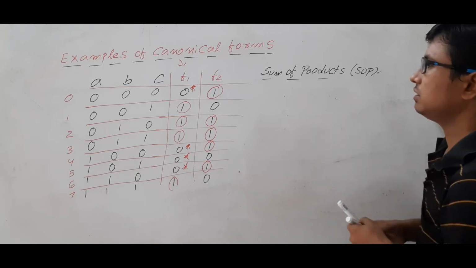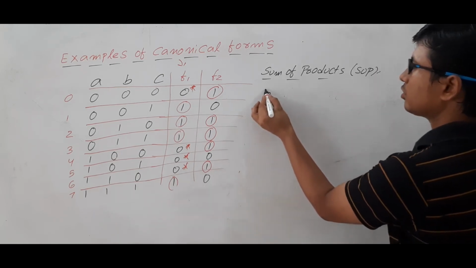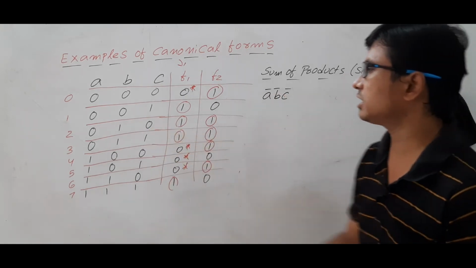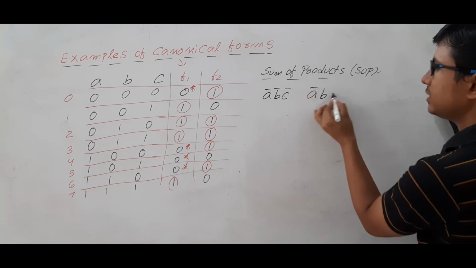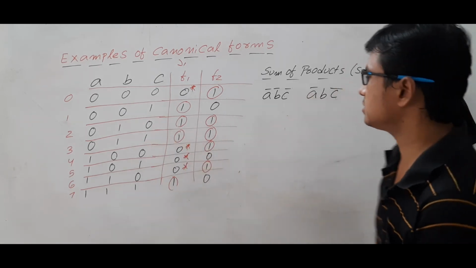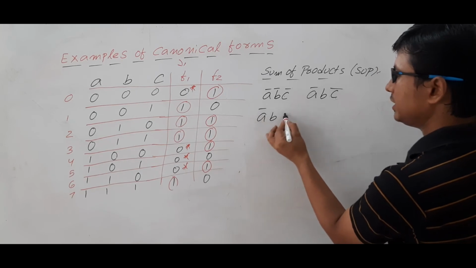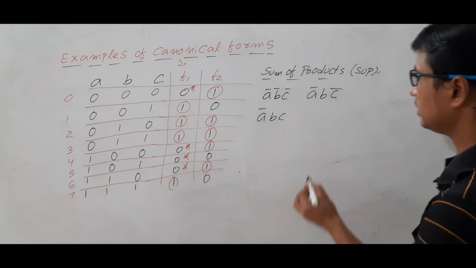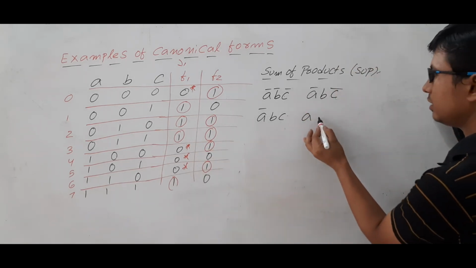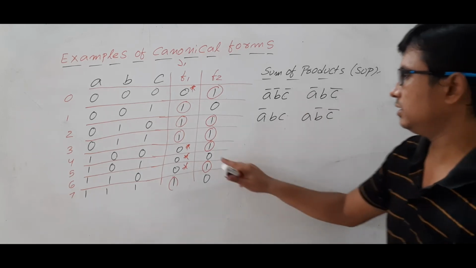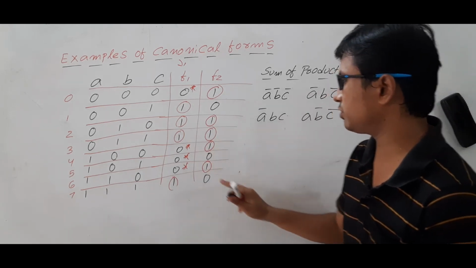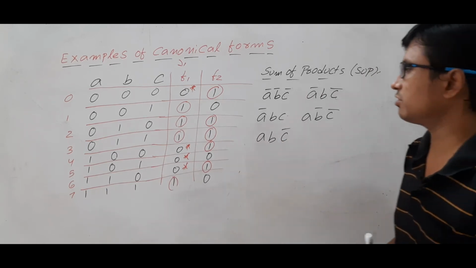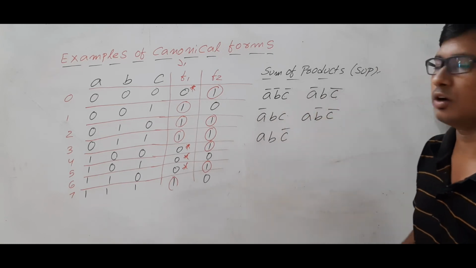What are they? The 5 minterms are A complement, B complement and C complement. This is the first minterm, and the second minterm is A complement B, C complement, and the third one is A complement B and C. Okay, are you able to understand? Fourth one: A, B complement, C complement. Okay, 4 are finished. What is the fifth one? A, B, C complement. Are you able to understand? 5 times it is producing output 1. So we got the 5 minterms.